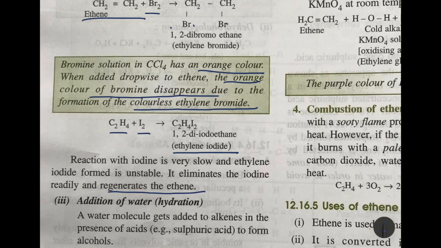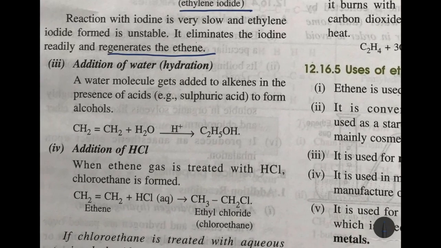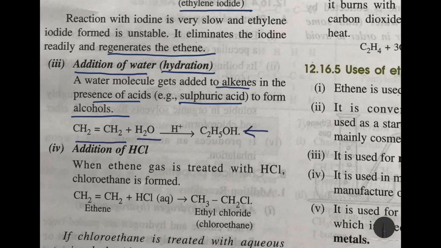Okay, now next is addition of water, which is also known as hydration. A water molecule gets added to the alkenes in the presence of acids like sulfuric acid to form alcohols. Okay, so here you can see ethene with water forms ethyl alcohol.